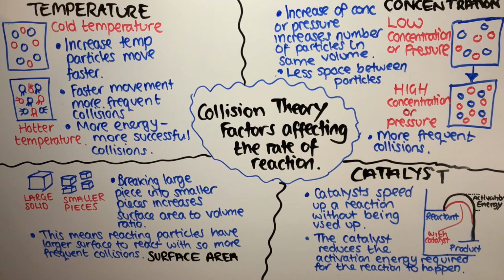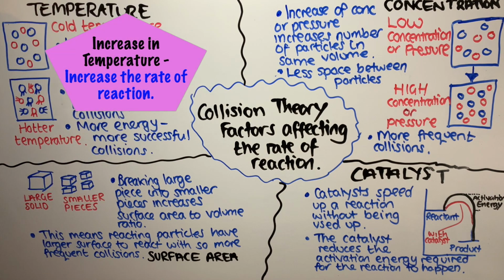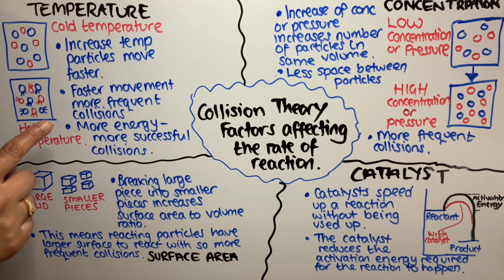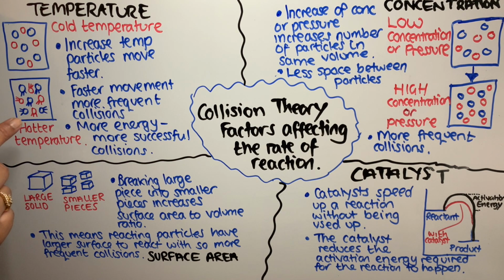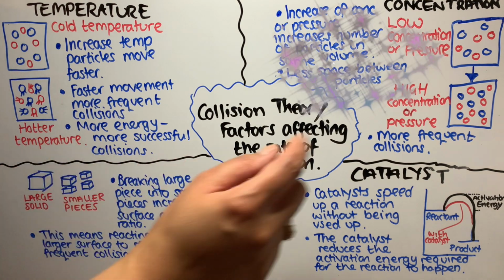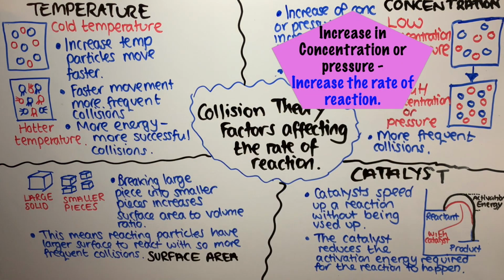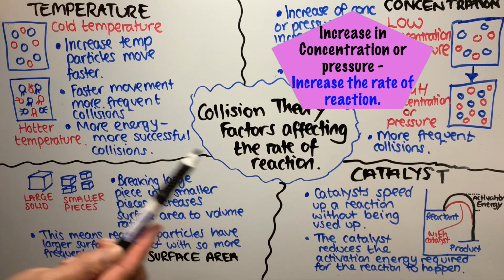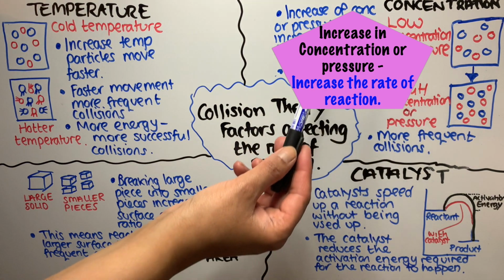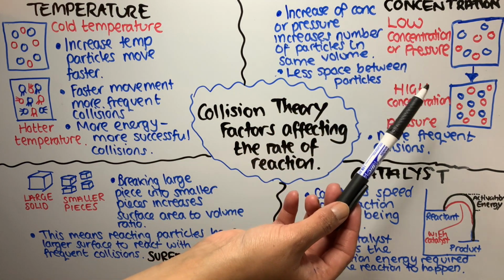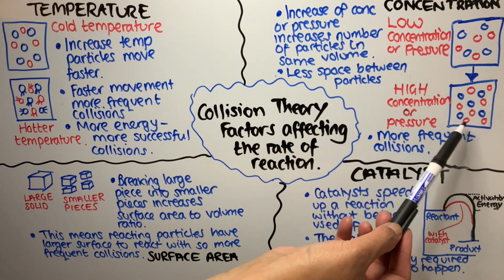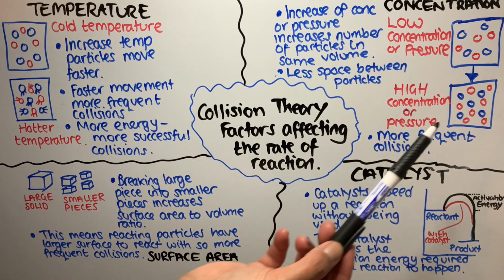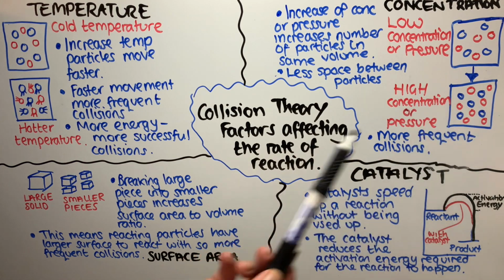So in summary, if we increase the temperature, we increase the rate of reaction due to faster particles moving with more energy, so more successful collisions more frequently. If we increase the concentration, we also increase the rate of reaction, because an increase in concentration or pressure means the particles are closer together, so there are more particles in the same volume, therefore more frequent collisions, therefore a faster rate of reaction.